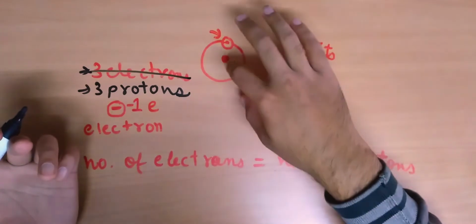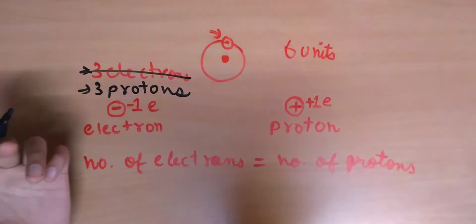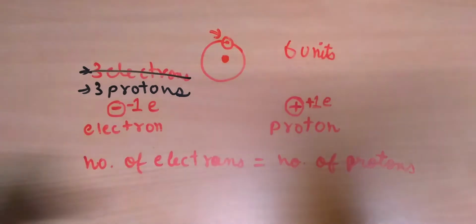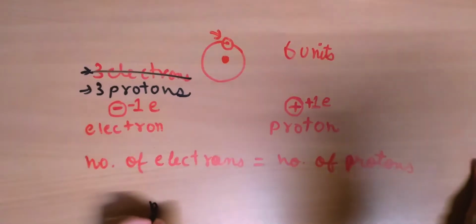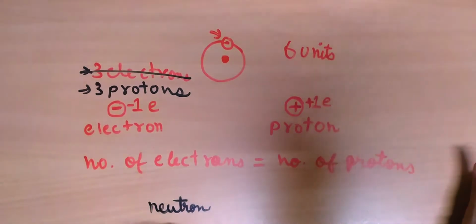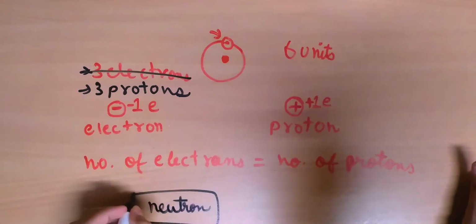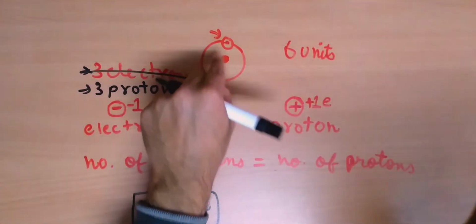Now obviously there has to be something else inside this nucleus that is giving that rest of the mass. So they had to come up with this new particle called a neutron. I hope this is not getting too complicated for you. Just pay attention. So they called this new particle a neutron, and this neutron is also inside this nucleus.